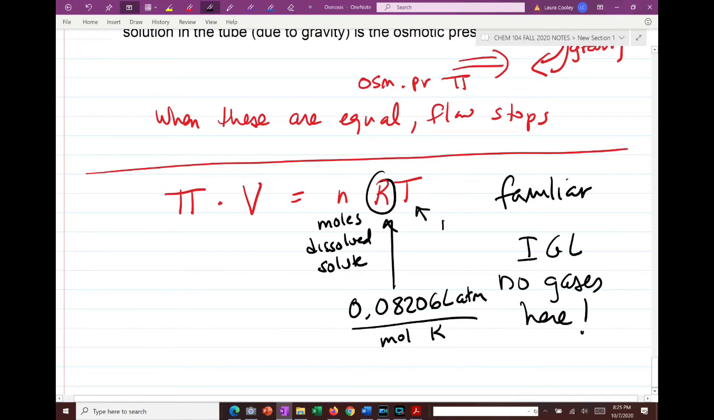And this is the temperature. It has to be in kelvins. This is the volume of the solution. And this is the osmotic pressure.